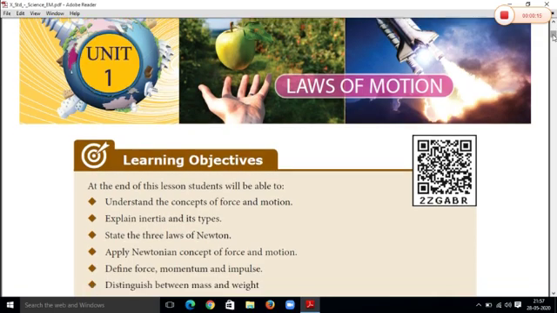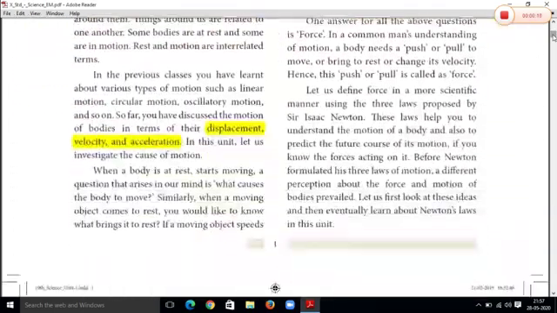You have already studied various types of motion such as linear motion, circular motion, oscillatory motion and so on. And you have also discussed the motion of bodies in terms of their displacement, velocity and acceleration. Now, let us recall displacement, distance, velocity and acceleration.